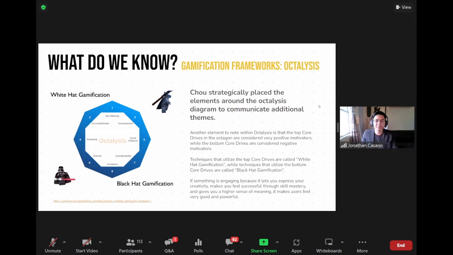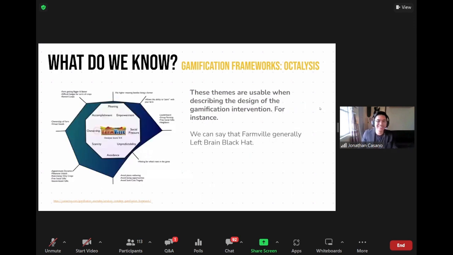Free for all siya pare, pero consensual niyo rin, di ba? These themes are usable when describing the design of gamification interventions. So for instance, let's take the example of Farmville. We can say that Farmville generally is left brain kasi of all the indicators, doon siya heavy. And then it's also black hat kasi if I look at it in four quadrants, concentration of the identity of the game falls at the lower left.